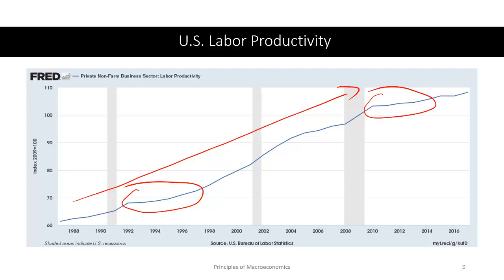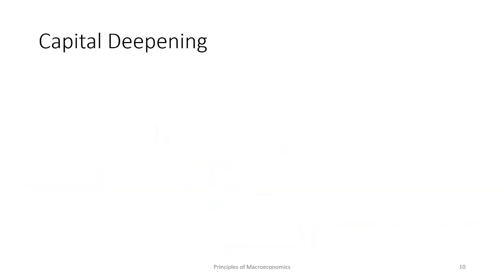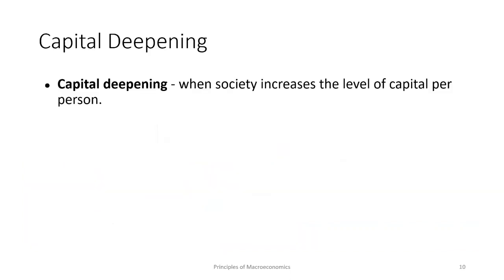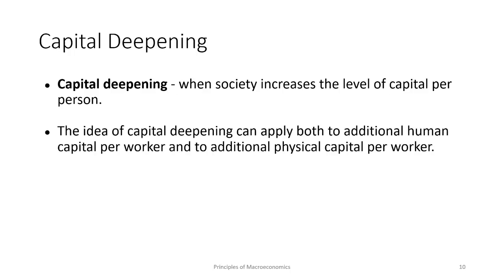Let's get a few more concepts related to productivity, and that's capital deepening. What is capital deepening? It's when society increases the level of capital per person. So if a society uses more capital per person, it implies we are having capital deepening. And capital deepening applies to both human capital and physical capital. Mind you, if we have more education, then we have more human capital. If we have more machineries, then we have more physical capital. But both are capital deepening.